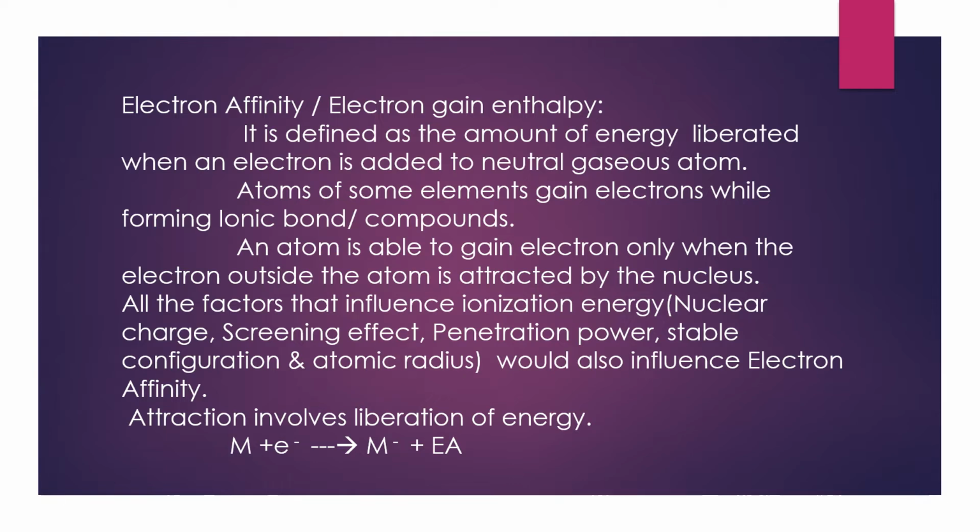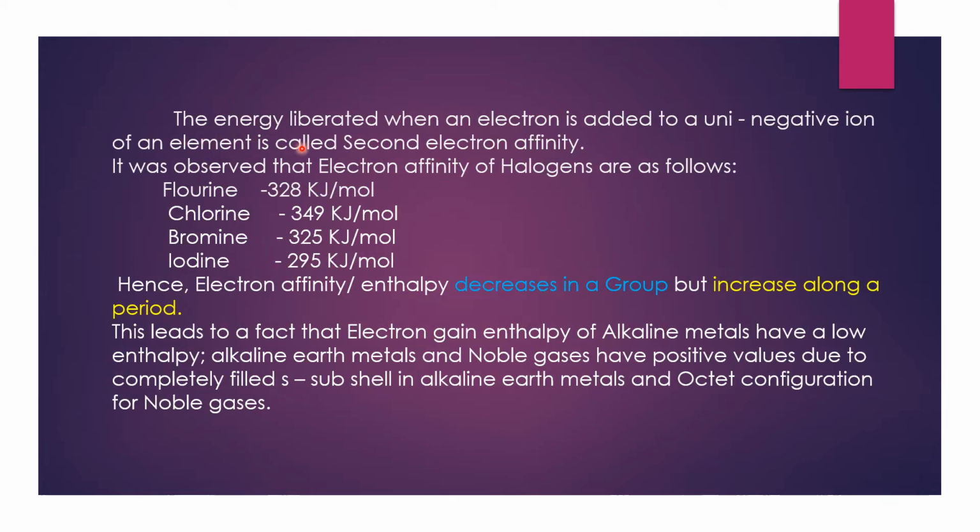The energy liberated when an electron is added to a uni-negative ion of an element is called second electron affinity. You all know that electron affinity means the amount of energy liberated when an electron is added to a neutral gaseous atom. So when an electron is added to this neutral gaseous atom, it becomes uni-negative. Suppose to this uni-negative ion, one more electron is added, then still some amount of energy is liberated, and that energy is known as second electron affinity.